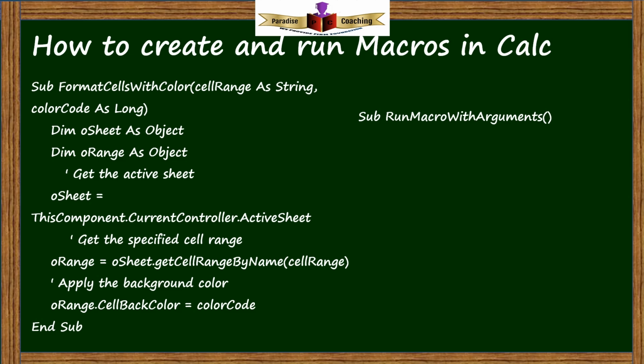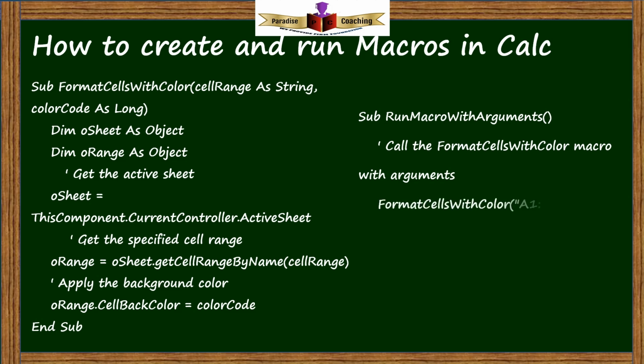Now the question is how to run the macro with arguments. To test and use the macro with arguments, define another macro without arguments, and in that procedure call the created macro with arguments. The sample code defining a macro with arguments and a macro to call this macro is shown on the screen. To learn developing macros, one needs to learn Visual Basic.